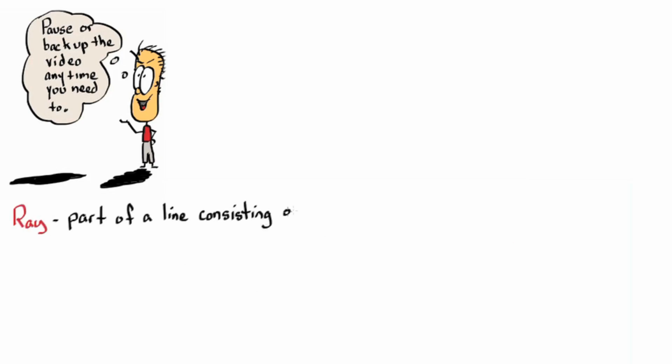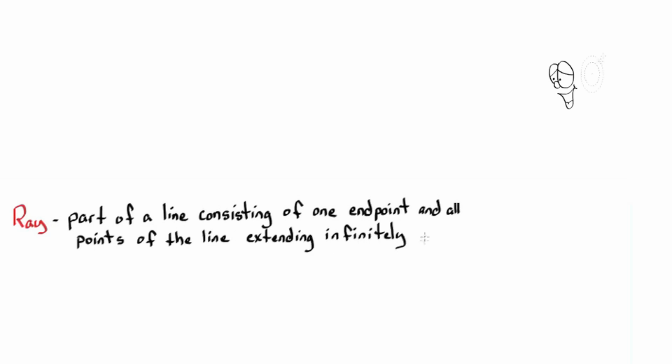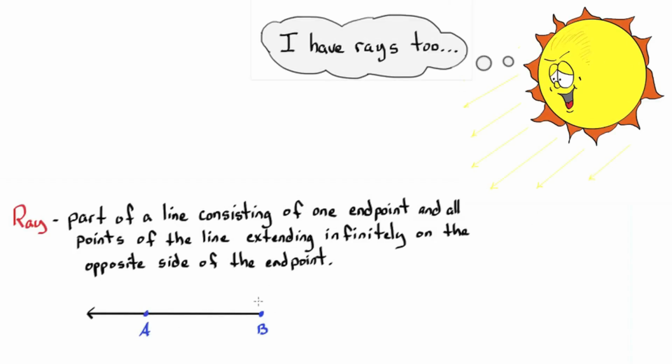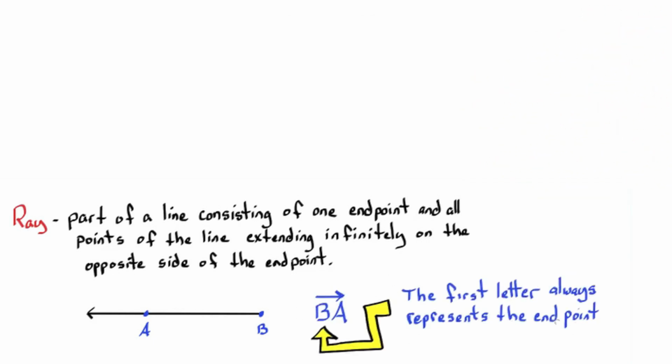Ray: part of a line consisting of one endpoint and all points of the line extending infinitely on the opposite side of the endpoint. Here we have ray BA. The first letter always represents the endpoint. Don't forget the arrow.